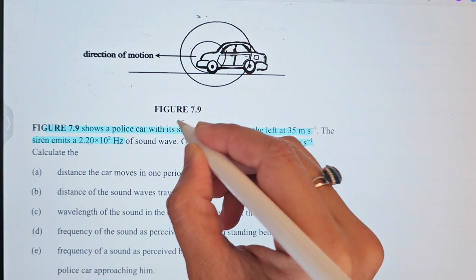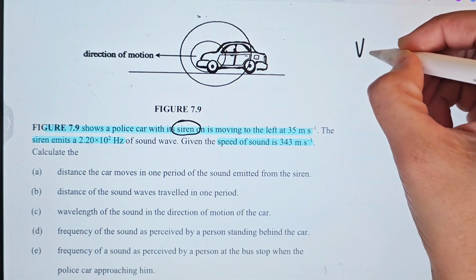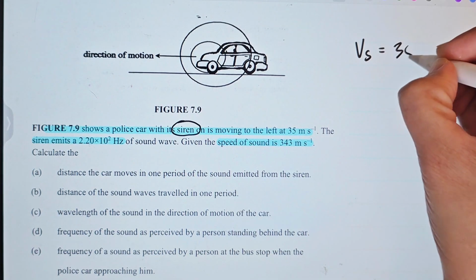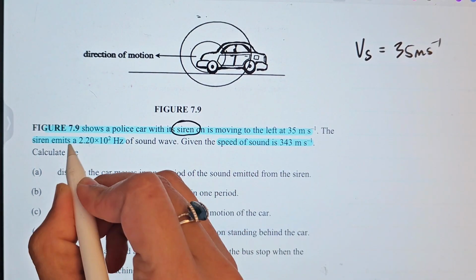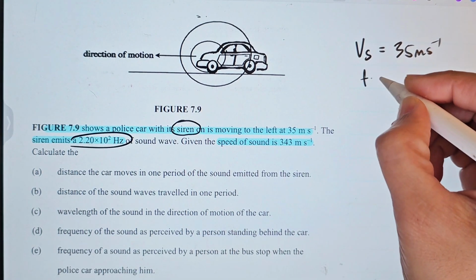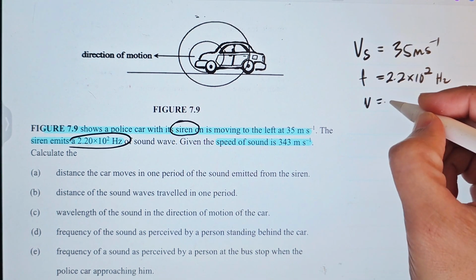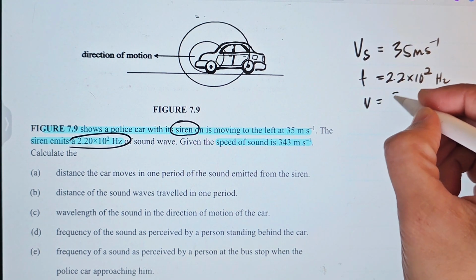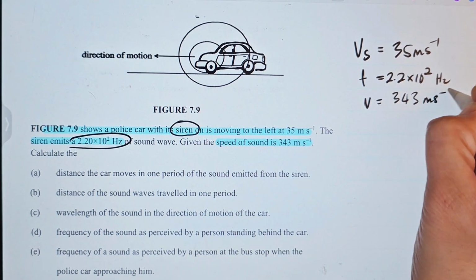Because this is a police car and it has a siren, this is the V source, 35 meter per second, and then the frequency and the speed of the sound in air is 343 meter per second.